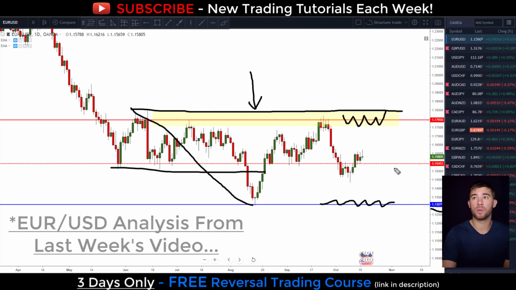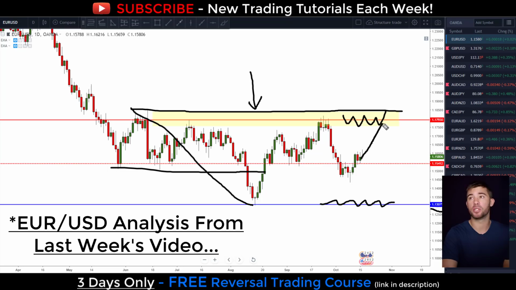So on the euro dollar, what we're expecting to see is either this market push up into 1.1793 and give us some kind of entry reason from that area to go short and continue in this downtrend, or a push down to our counter trend level at 1.1307, and that's where we'll look for possible long opportunities here out of this pair.